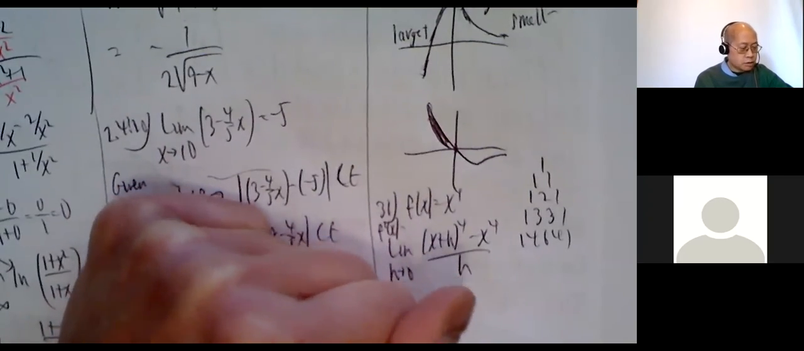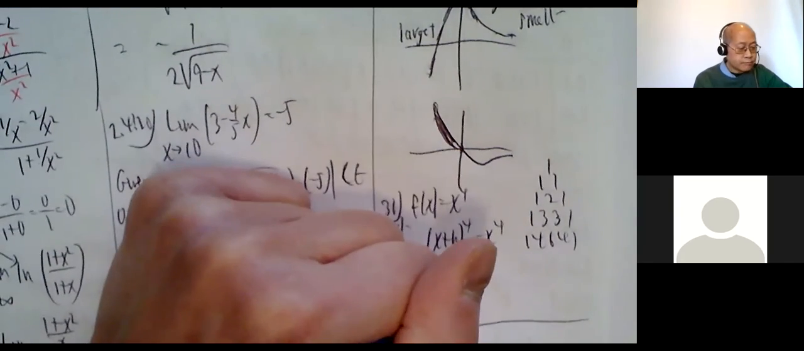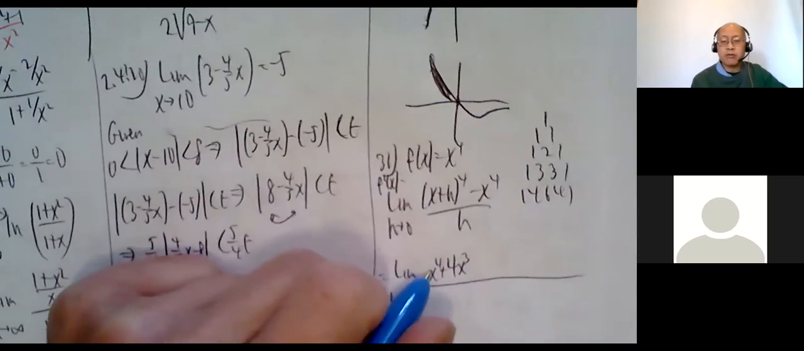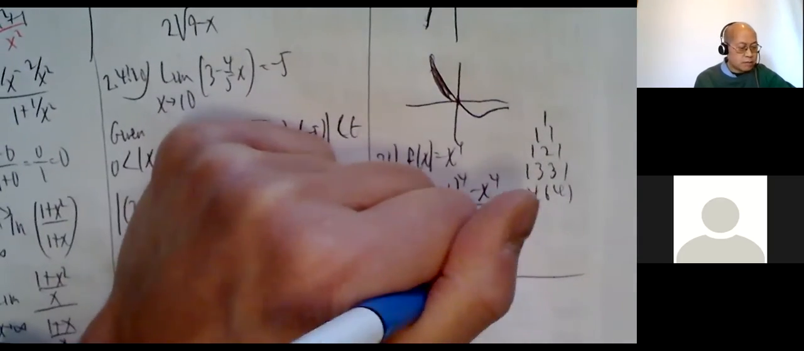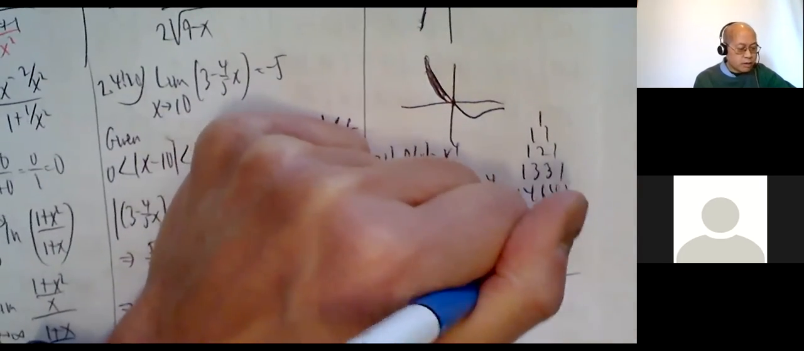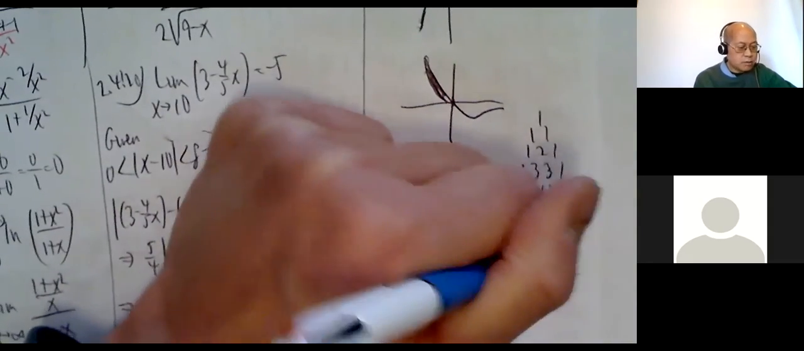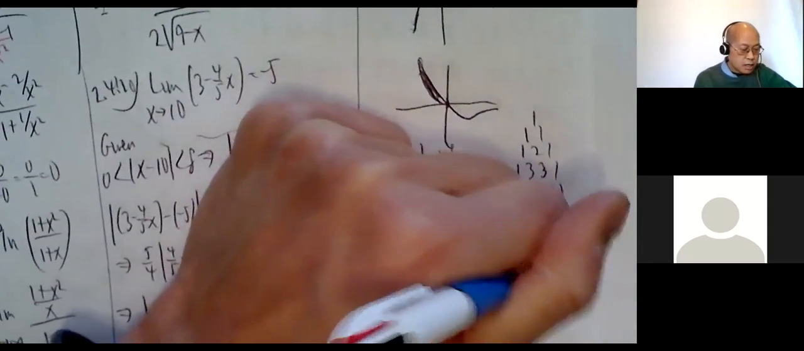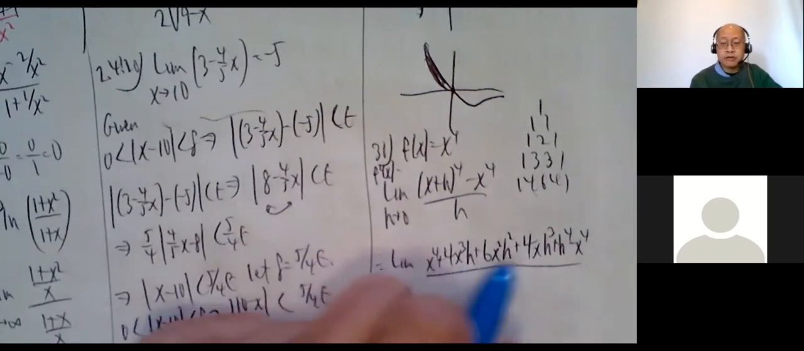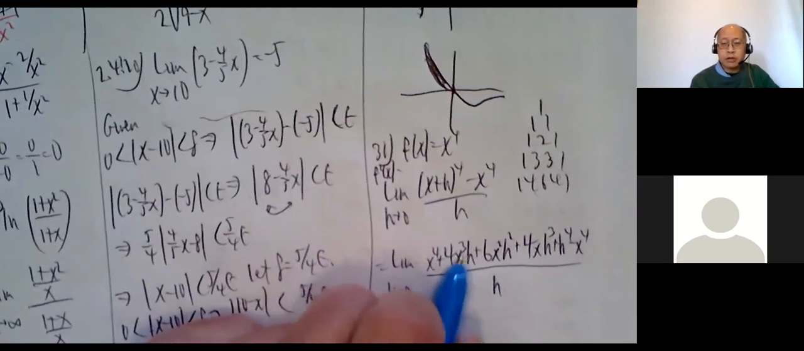So limit h approaches 0. The coefficients are 1, 4, 6, 4, 1. x to the fourth, then 4, x goes down by 1 and h goes up by 1, x cubed h. Then 6, x squared h squared. Then 4 x h cubed plus h to the fourth, and then minus x to the fourth all over h. So again, 1, 4, 6, 4, 1, x to the 4, 3, 2, 1, 0, h to the 0, 1, 2, 3, 4.